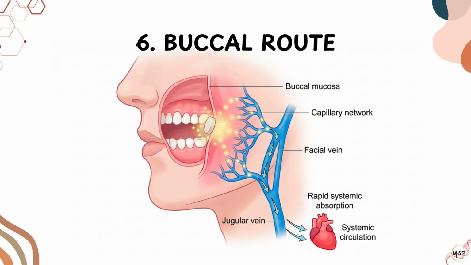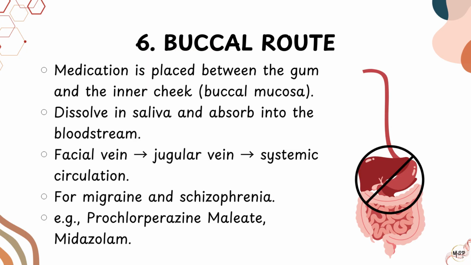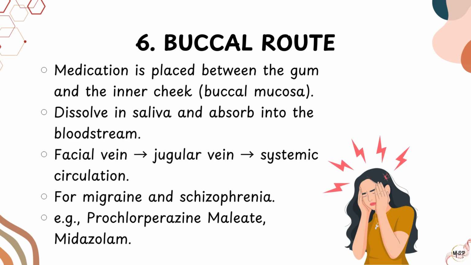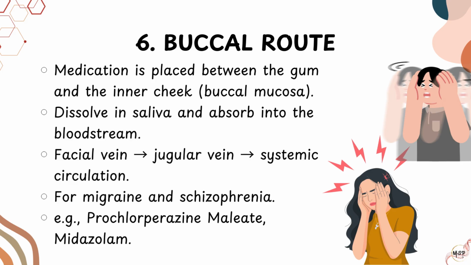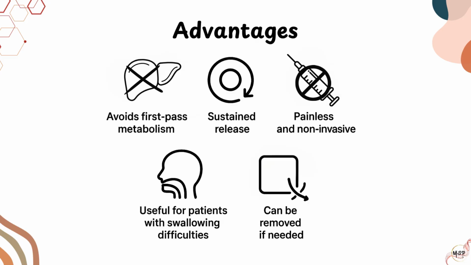From here, it travels through the facial vein, then the jugular vein, and finally enters the systemic circulation, allowing it to act quickly. Just like the sublingual route, the buccal route bypasses the gastrointestinal tract and avoids first-pass metabolism, giving faster and more effective results. This route is especially useful for conditions that require rapid action, such as migraine or schizophrenia. Common examples include prochlorperazine maleate and midazolam. Let's see the advantages of buccal administration.